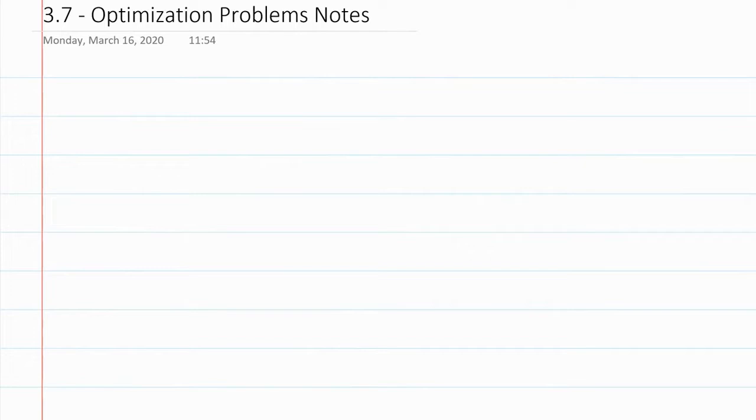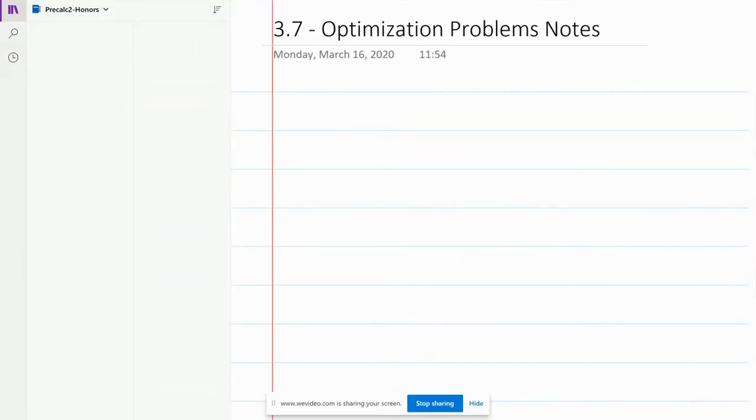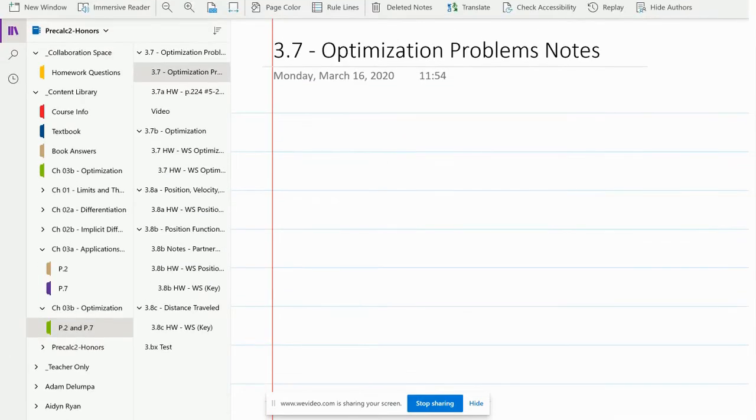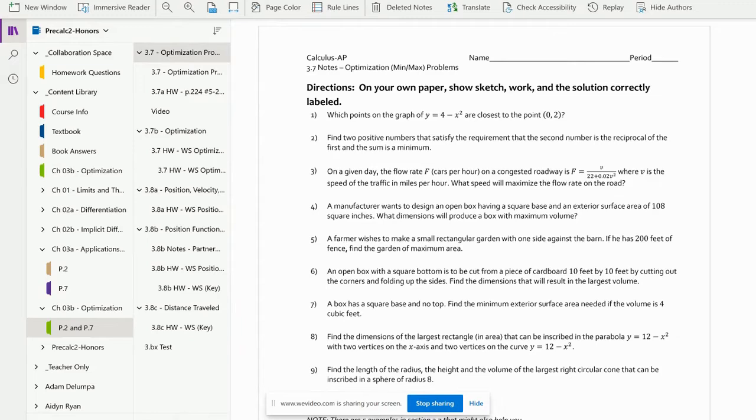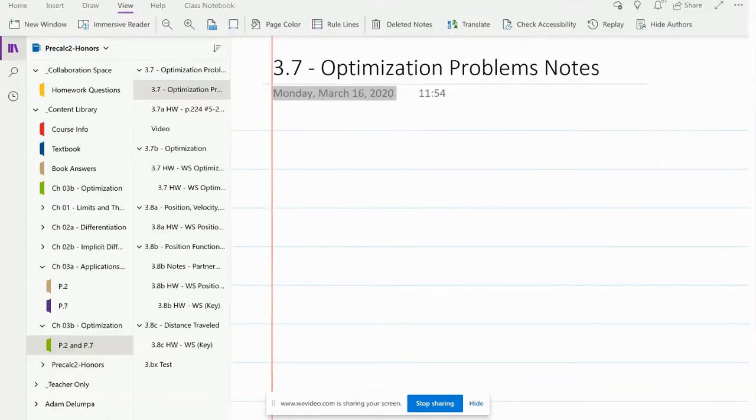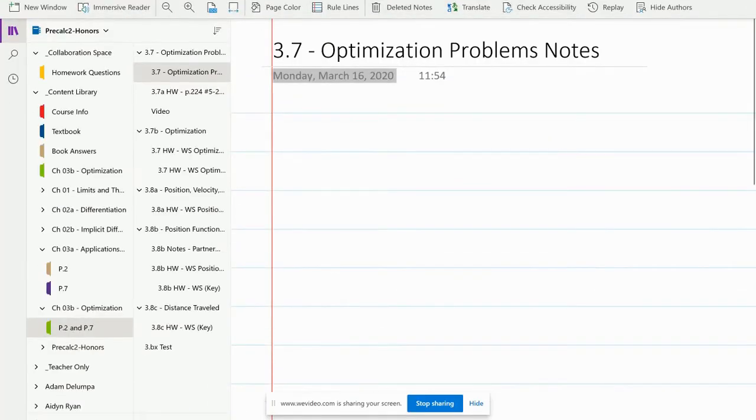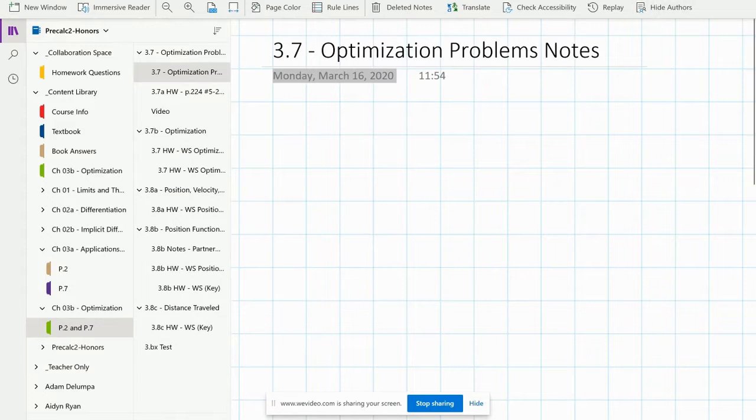The first one asks for, let me flip back over really quick. I've got 3 different screens up. Which points on the graph y equals 4 minus x squared are closest to the point 0, 2? So we're going to actually turn on a grid. You're going to want to see a grid. So maybe do these notes on graph paper just to get a good sense of what's going on.